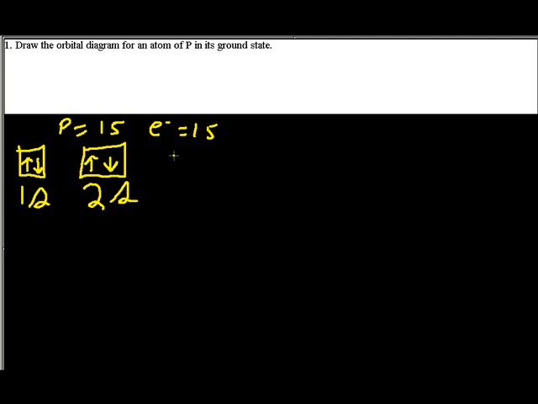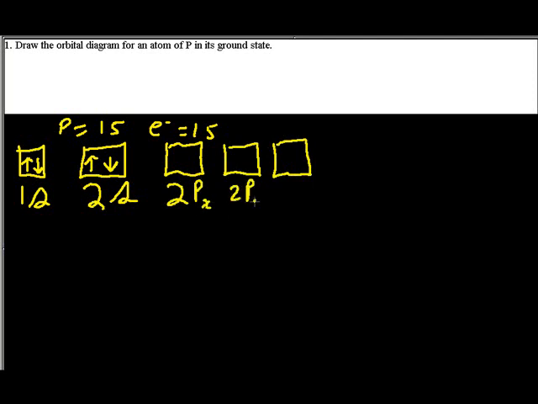Now, in the second shell, there's a total of 8 electrons possible. 2 of them in the s, and the rest are in the p orbitals. And so what you would have was you have 3 p orbitals drawn here. All 3 of the p orbitals are going to be 2p, and perhaps we'll make that one the x, 2py, and then 2pz.